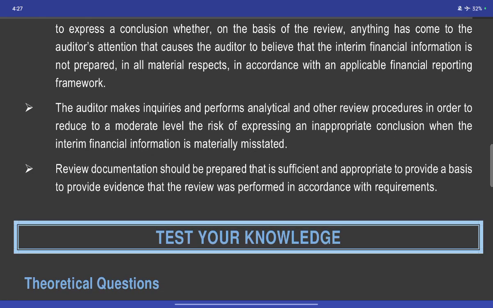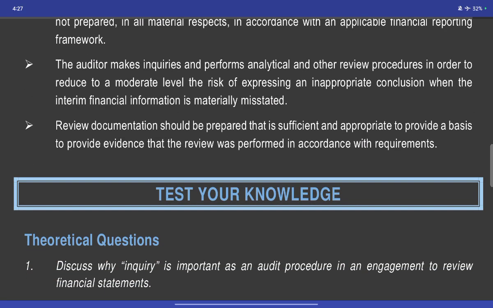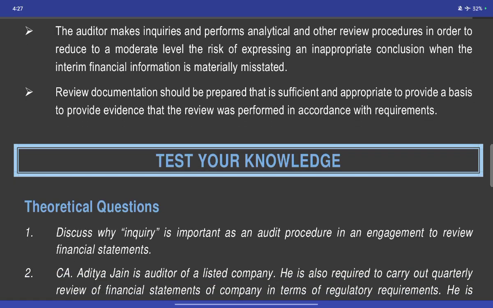The auditor makes inquiries and performs analytical and other review procedures in order to reduce the risk to an acceptable low level, that of expressing an inappropriate conclusion when the interim financial information is materially misstated. Review documentation should be prepared that is sufficient and appropriate to provide a basis for the conclusion and evidence that the review was performed in accordance with the requirements.